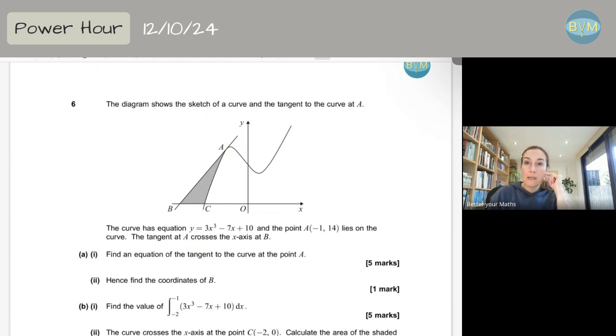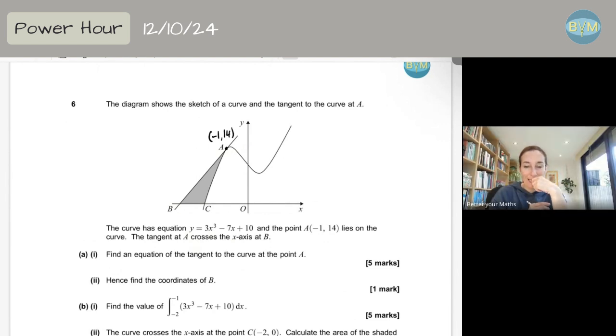So first thing, an equation of the tangent. Who can remind me what I'm doing to find the equation of the tangent here? What do I need? How do I find it? It's 5 marks. How am I going to find the tangent? Can someone tell me the steps? Priyanka, what am I going to do?